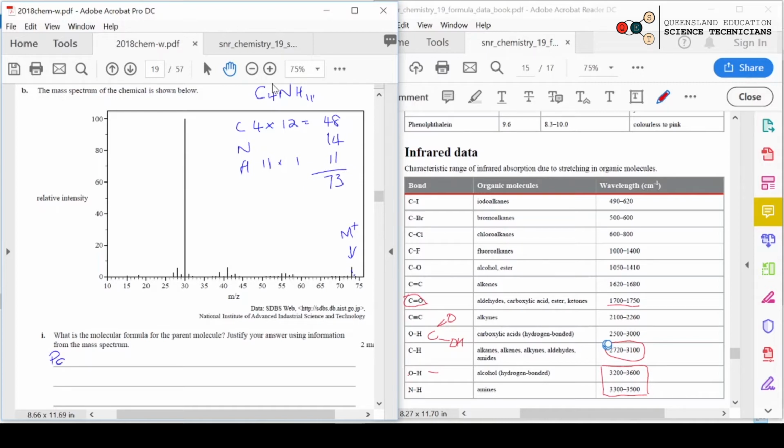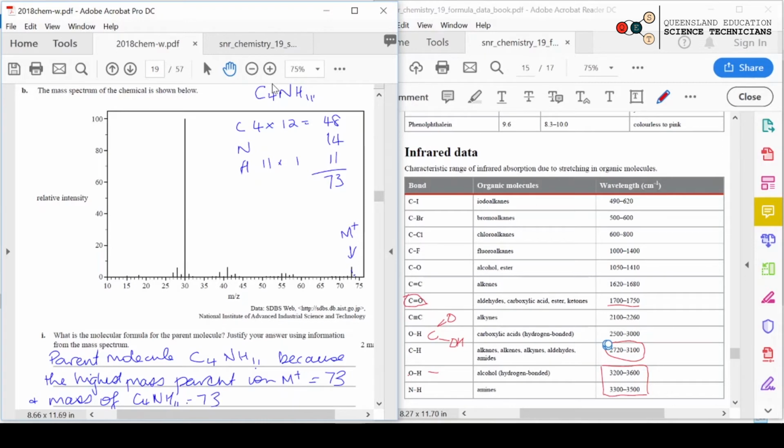So my parent molecule, in this case, its molecular formula is C4NH11, because the highest mass parent ion, or the M+, is equal to 73, and the mass of C4NH11 equals 73. So I've done the molecular formula, and I've justified my answer using information from the mass spectrometer, and it was worth 2 marks. 1 mark would have been for the molecular formula and 1 mark for your justification.